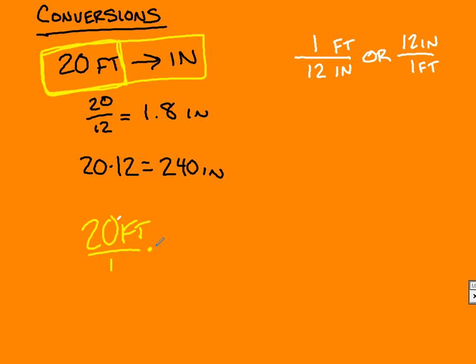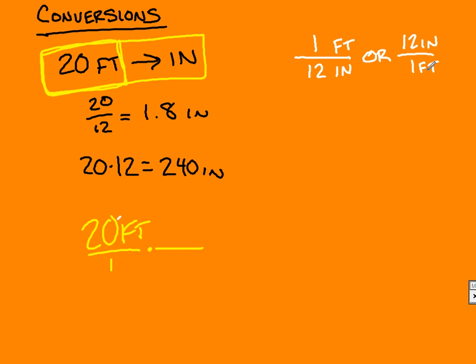And here's why. If I multiply by the number 1, that means I'm not changing what the actual amount is. Well, both of these fractions represent 1. So the question is, which one do I do? Do I put the feet on top with inches on the bottom, or inches on top with feet on the bottom?